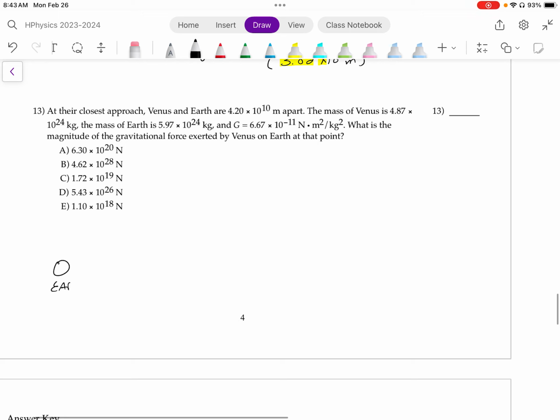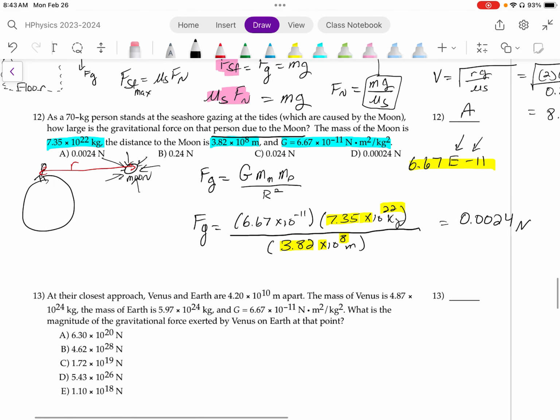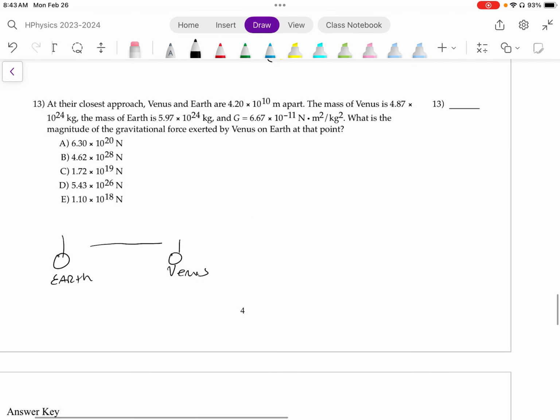So here's Earth, here's Venus, and I'll plug in some information here or draw. They gave me this distance, R, which equals 4.20 times 10 to the 10th meters. I was given the mass of the Earth, I was given the mass of Venus, and I was also given the value of the universal gravitational constant, big G. What do they want to know? They want to know what is the magnitude of the gravitational force exerted by Venus on Earth. So there's force of gravity from Venus on Earth.